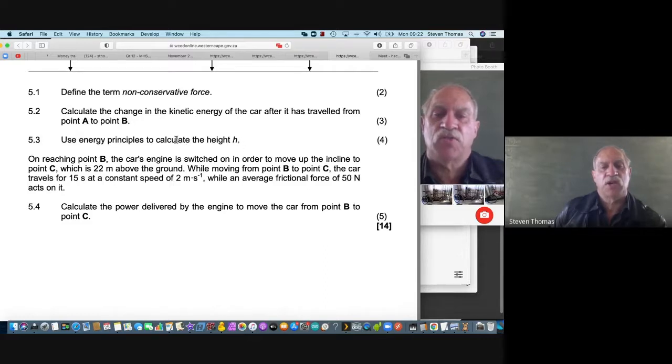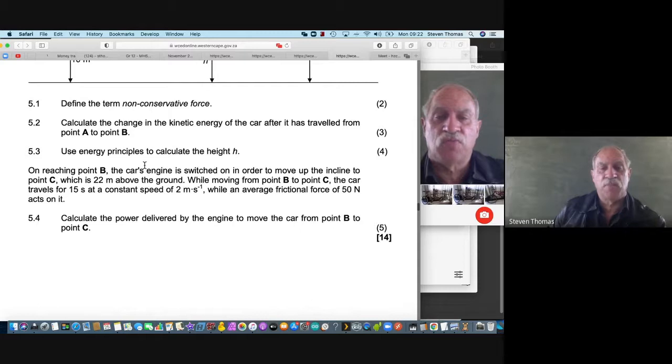So we're going to use that formula, work non-conservative equals change of kinetic plus change of potential, and that looks easy enough. Just always make sure that you keep track of your negatives and positives. On reaching point B, the car's engine is switched on in order to move up the incline. So now we have a force applied to point C, which is 22 meters above the ground.